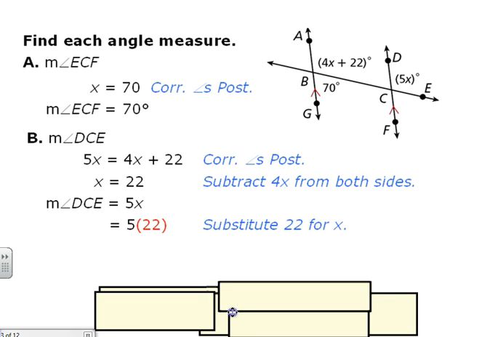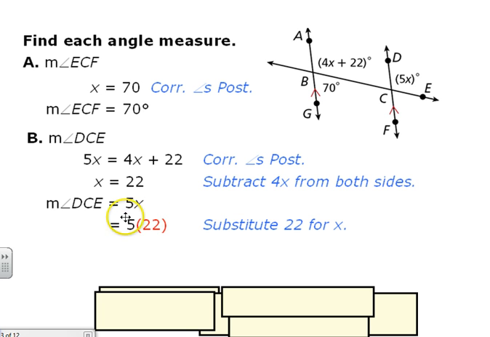Actually, we don't have the answer yet. What is the measure of DCE? Well, it's 110, which is what Kara already said. It's 110. So very good.